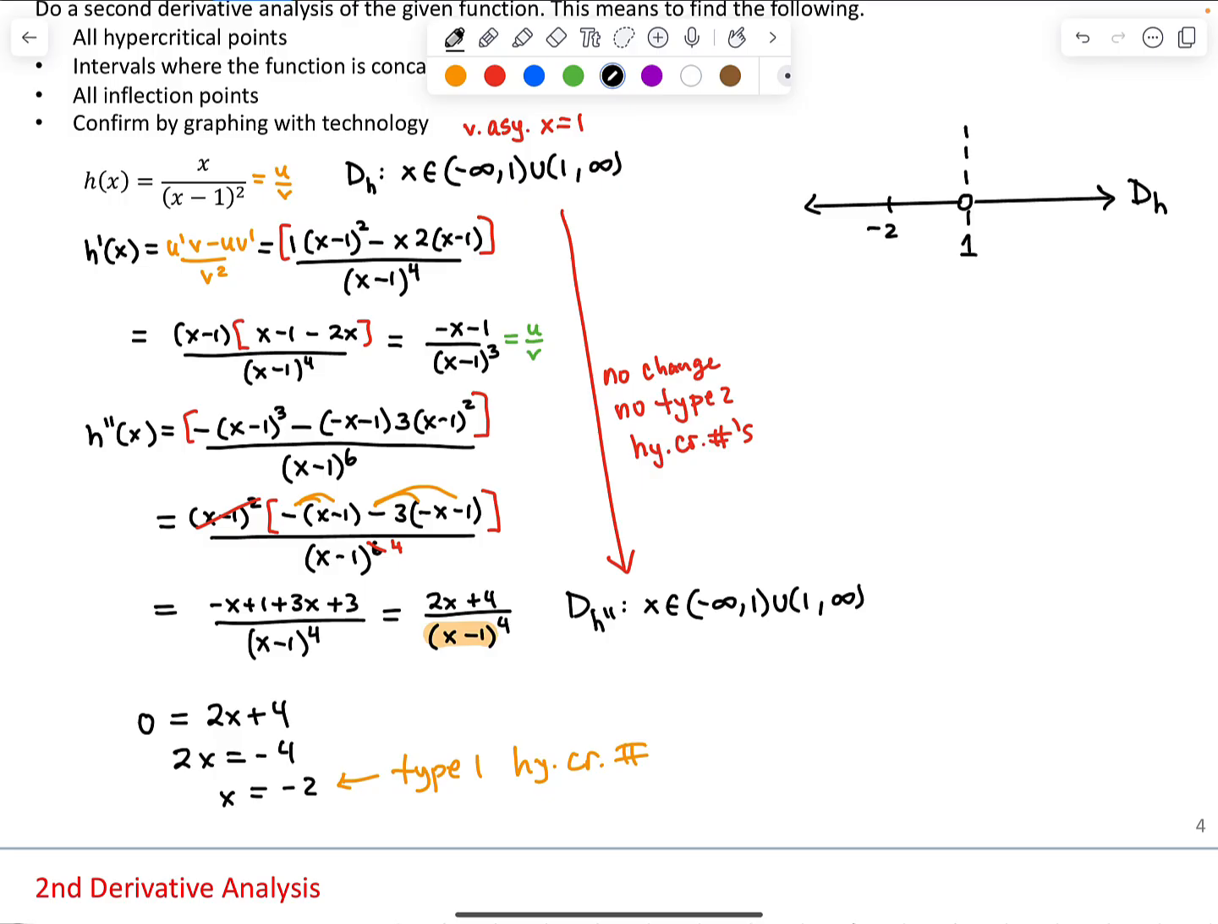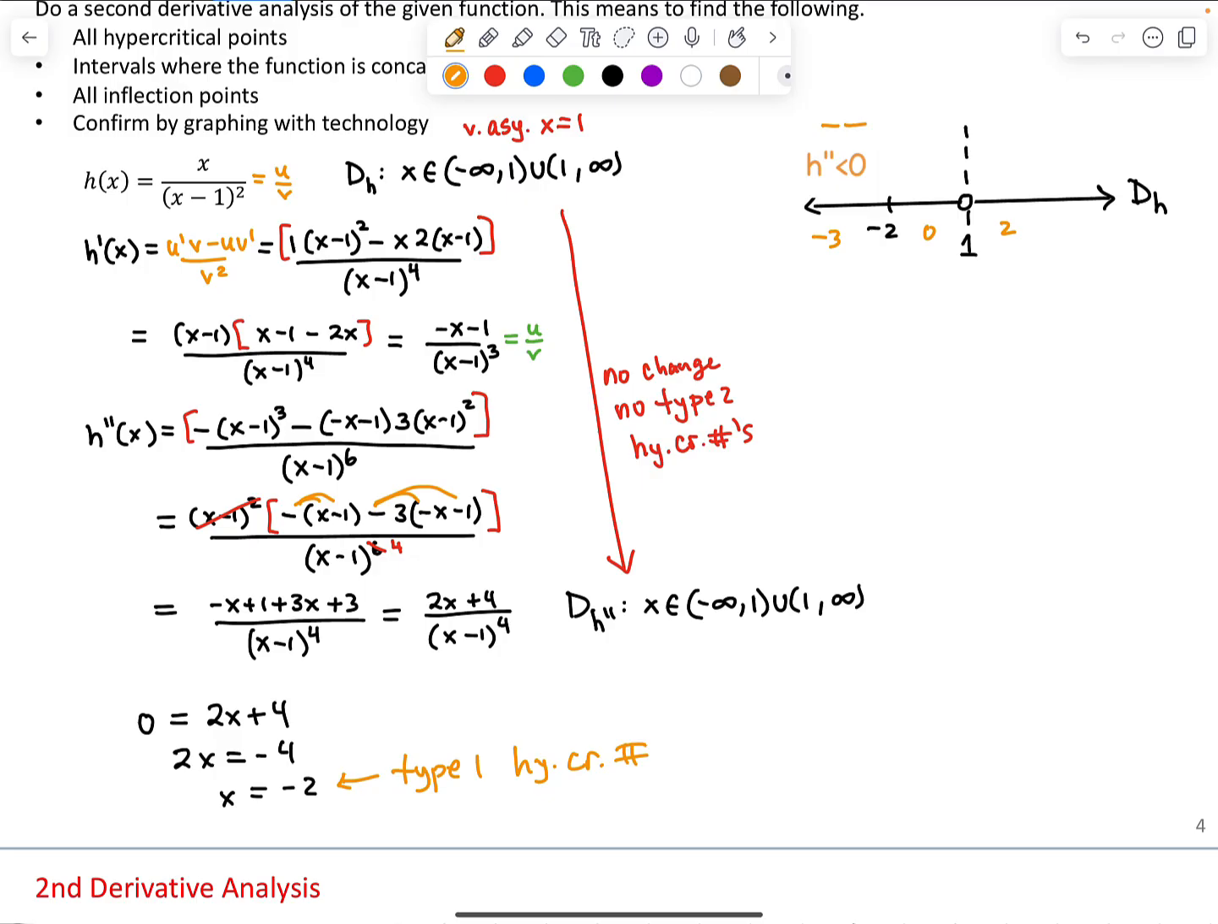Now, 3 test numbers. I'll go with negative 3, 0, and 2, and plug into the second derivative. And I'll do this work in my head. Let's plug negative 3 into this second derivative that's simplified here. Negative 3 times 2 is negative 6 plus 4 is negative. So a negative numerator, but negative 3 minus 1 is negative 4, but raised to the 4th. In fact, this 4th power is going to guarantee that the denominator is always positive. So we get a negative numerator over a positive denominator. That's a negative result. So the second derivative is negative.